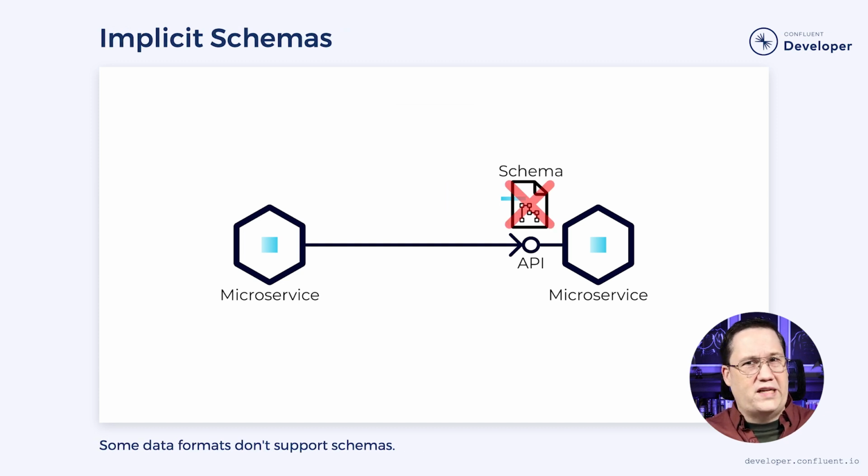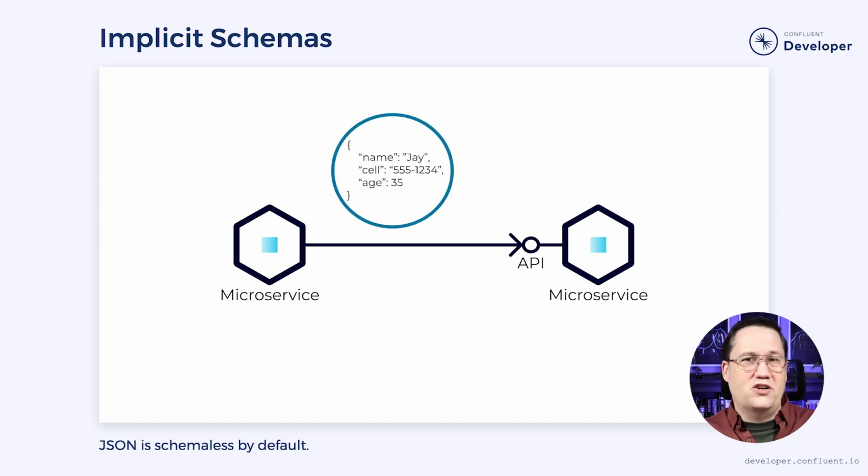But what if our data format doesn't include a schema? JSON by default is considered schemaless, and many people use it that way. If our API leverages a schemaless format, then do we still need to worry about schemas and schema evolution? What do you think? Feel free to pause the video and drop a comment before I give you my answer.